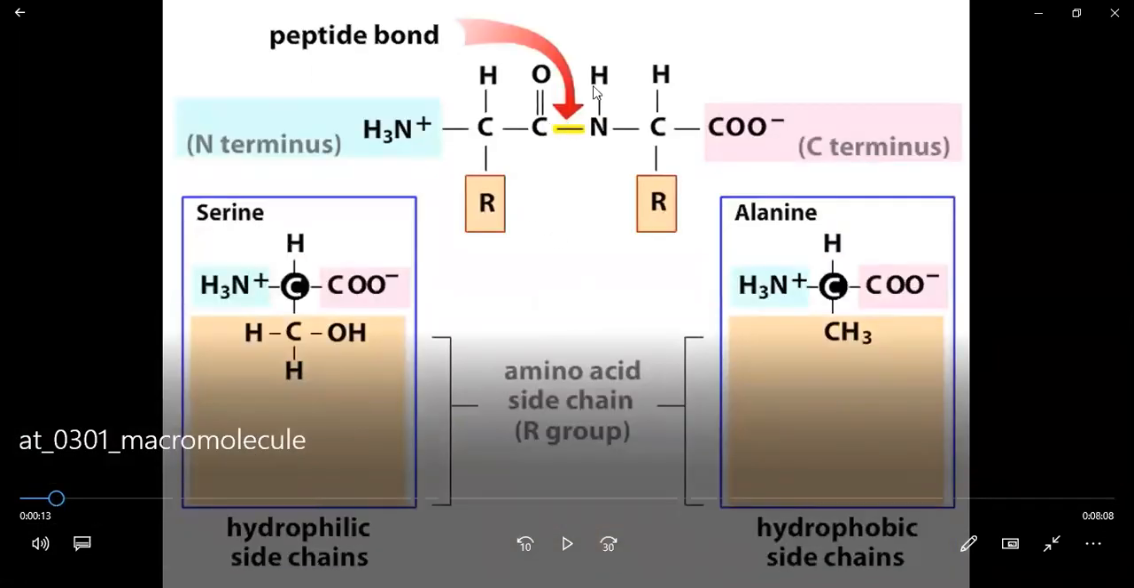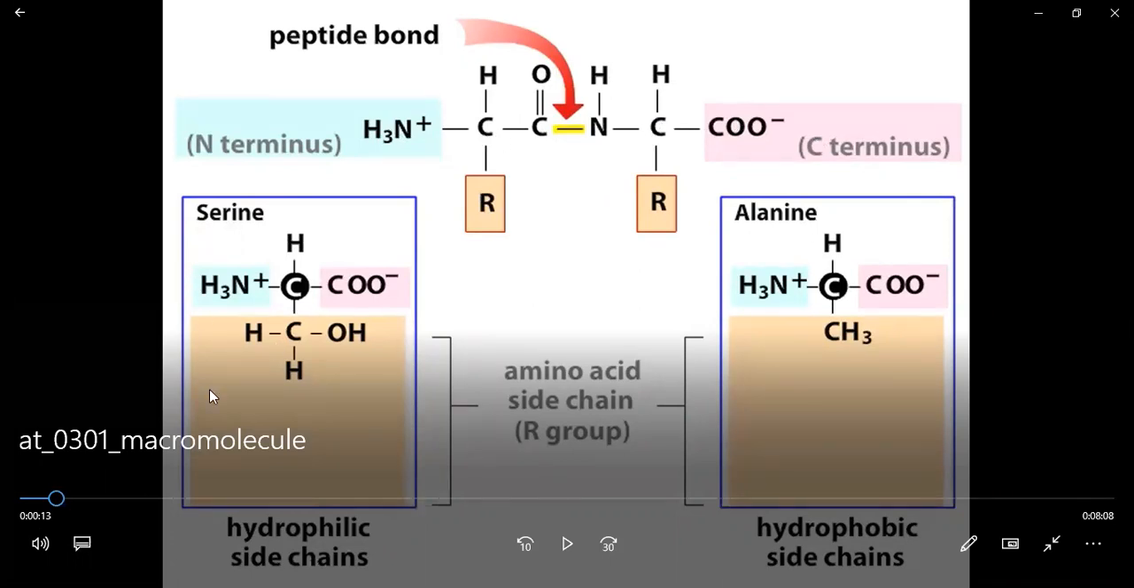The peptide bond is shown over here as a yellow mark, and it is between the carboxylic group of one amino acid at the N terminus and the amino group of the C terminus amino acid. When two amino acids fuse, then we get a peptide bond. Carbon and nitrogen are joined with a peptide bond, and this bond is known as the peptide bond, which is between the two amino acids.